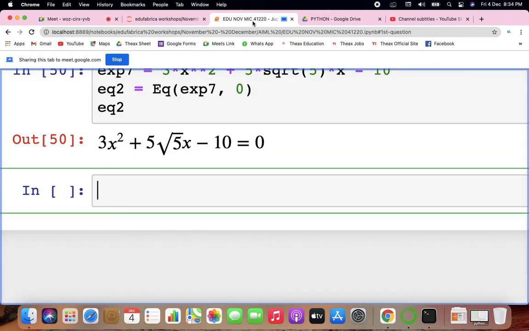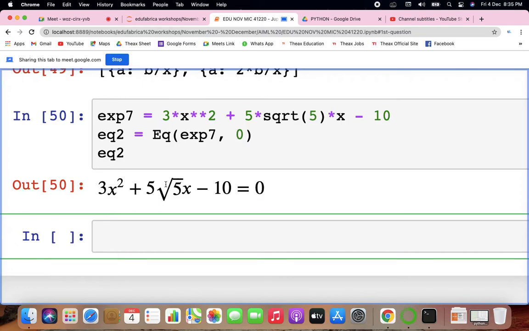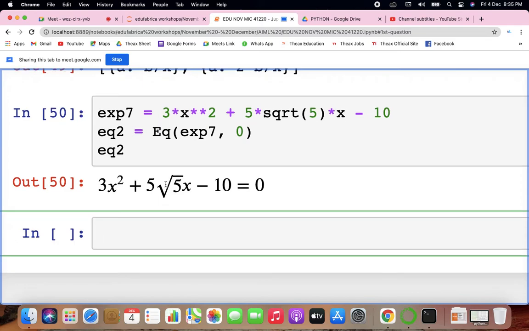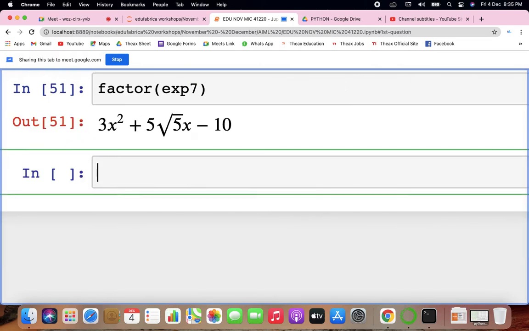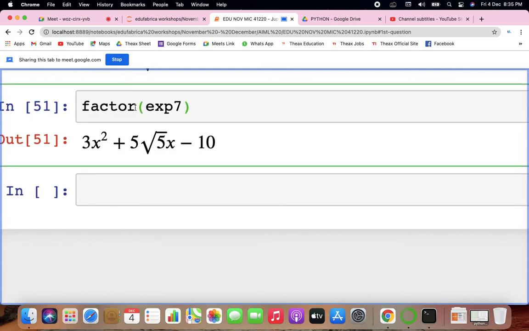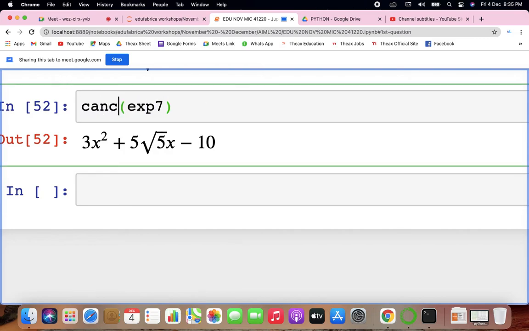In the test, you will only be given a word problem, not even situations like this. In word problems, you have to frame the equations and write them, only then can you solve it. The solving part is not very difficult, because you only need to frame the expressions, and then you can just apply the functions to get it solved. Now if you use factor on this exp7, you are not going to get results. Simplify, again it is not going to be done. Cancel, not working. So you need to go with solving again, you need to solve it.